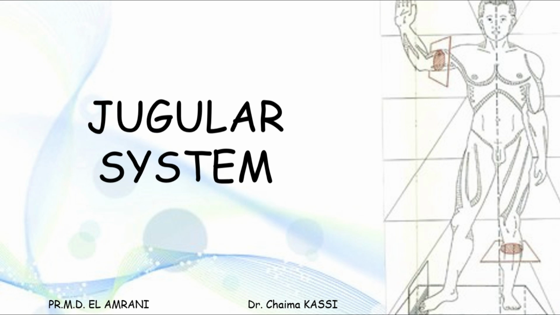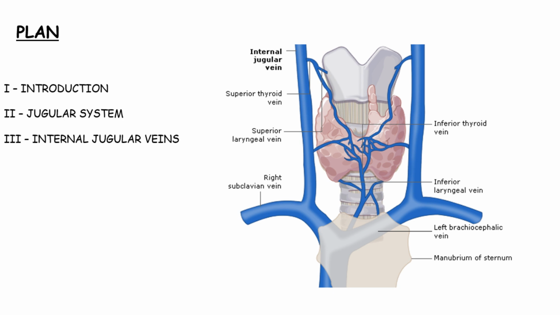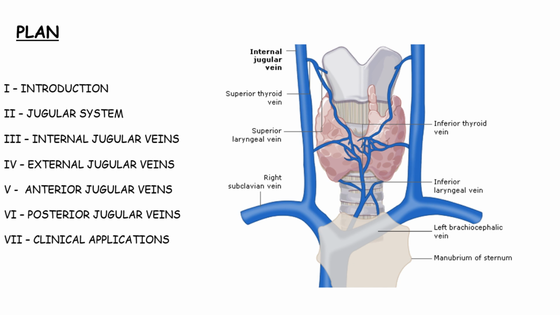In this video, we will explore the anatomy of the jugular system, a key network of veins that drain blood from the brain, face, and neck back to the heart. To do so, we will start with a brief introduction, followed by detailing the constituents of the jugular system, that are the internal jugular veins, the external jugular veins, the anterior jugular veins, the posterior jugular veins. We will mention some clinical applications, and finally a conclusion to summarize all the key points.